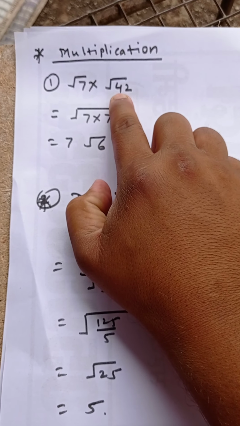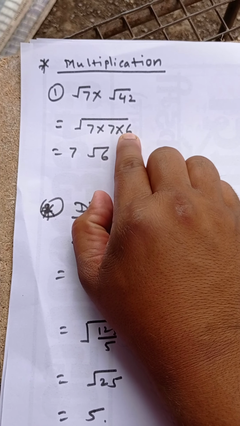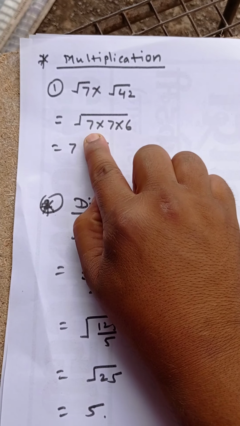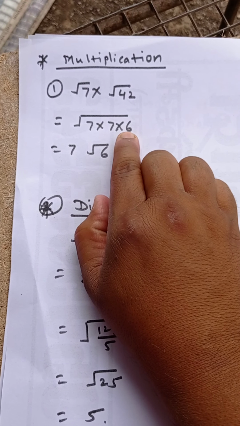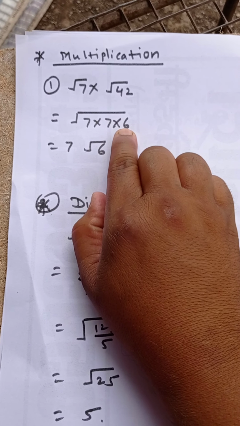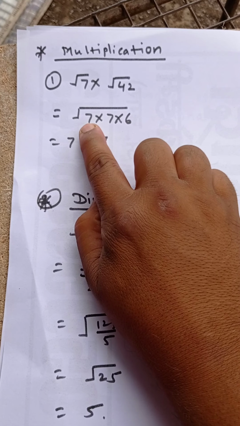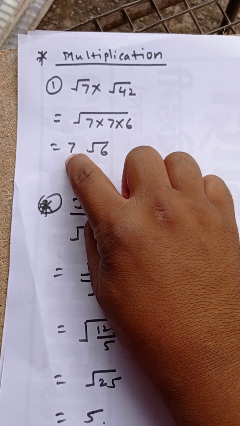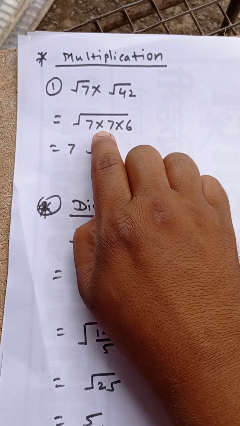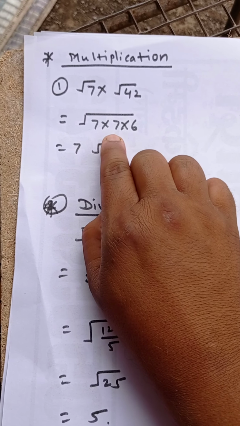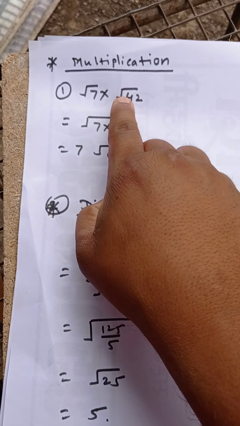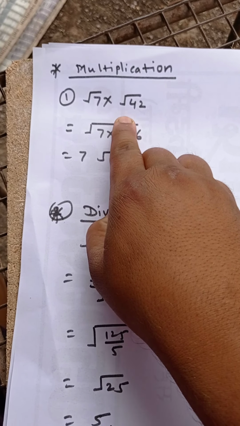But here this 42 can be factorized: 7 into 6, 7 sixes are 42. Now it can be written under one symbol only, 7 into 7 into 6. So out of these two 7s, one can be written outside. 7 7s are 49, and the square root of 49 is 7. So directly I write one 7 outside of the two 7s, and root 6. 7 root 6 is the answer of this multiplication of two surds.